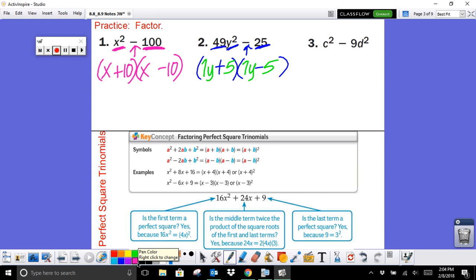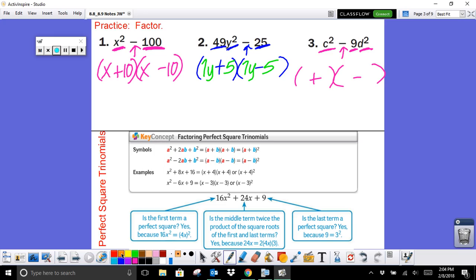And number 3, looking for a GCF. There isn't a GCF. So now I'm going to check for a difference of squares. c squared is a perfect square. Minus tells me it's a difference. 9 is a perfect square. d squared is a perfect square. So everything works. One's plus, one's minus.